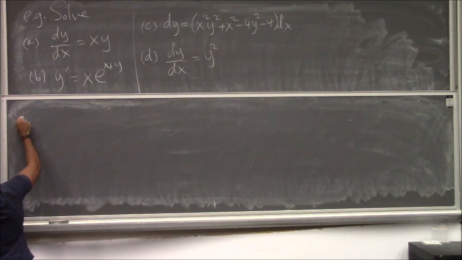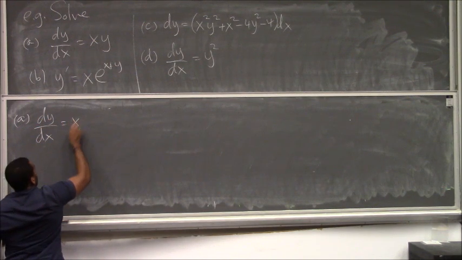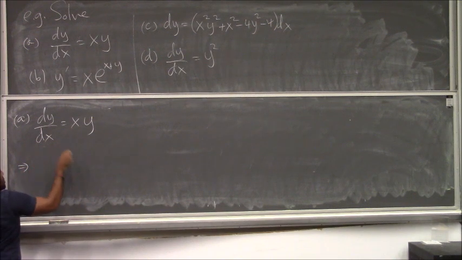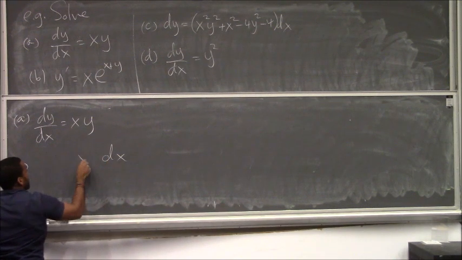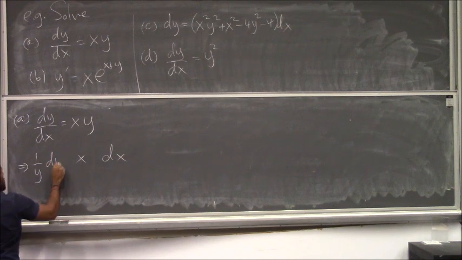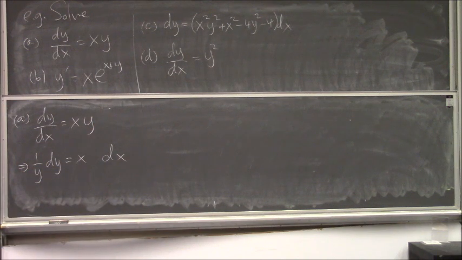Let's actually get through them together. A, dy dx equals xy. What do you want to do? Move dx to the right side, and y on the other side. dy over y. So it would look something like that. At the end of the day, multiply by dx, divide by y. Of course, we're pretending that y is not 0.